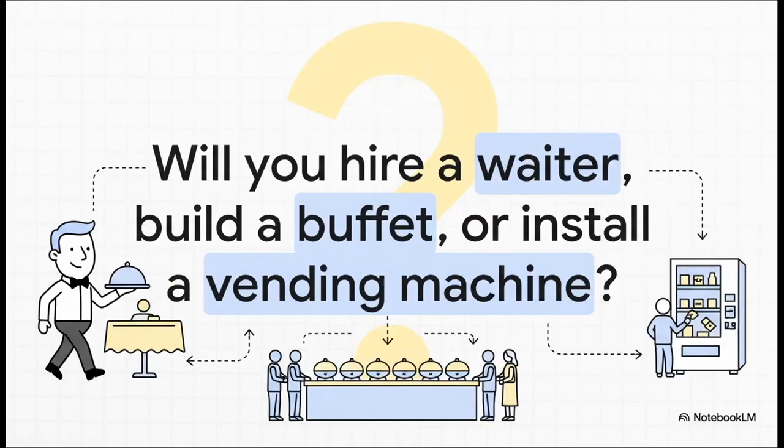So I'll leave you with this thought. The next time you're planning out an application, you can ask yourself, how do I need my services to talk to each other? Do I need that reliable waiter, that flexible buffet, or that lightning-fast vending machine? Now you know how to choose.